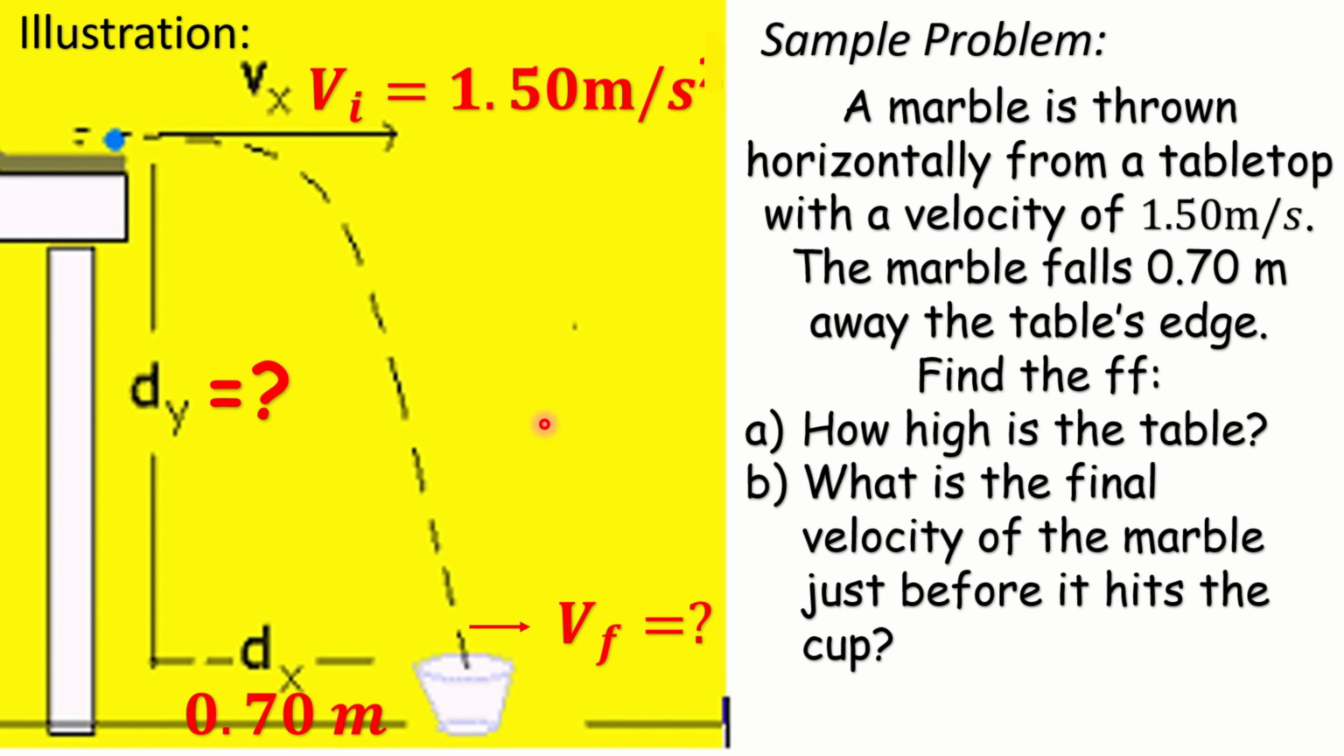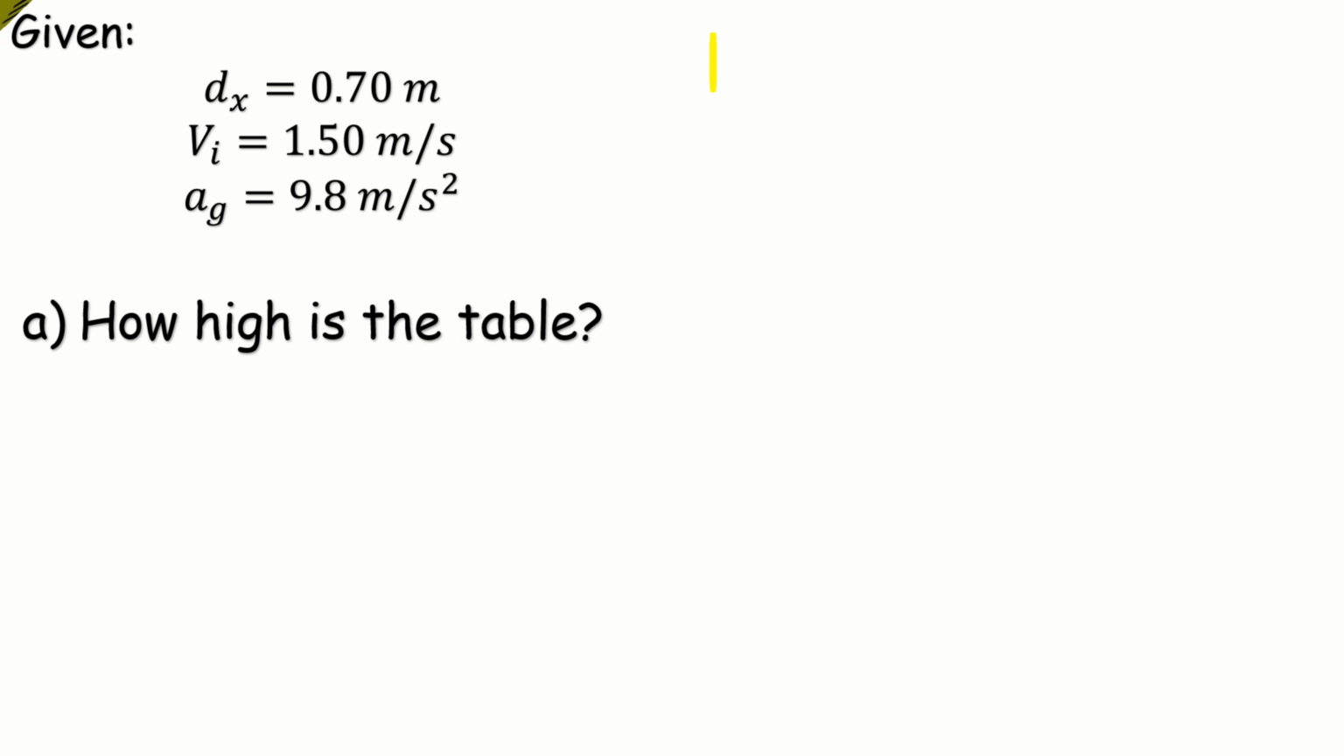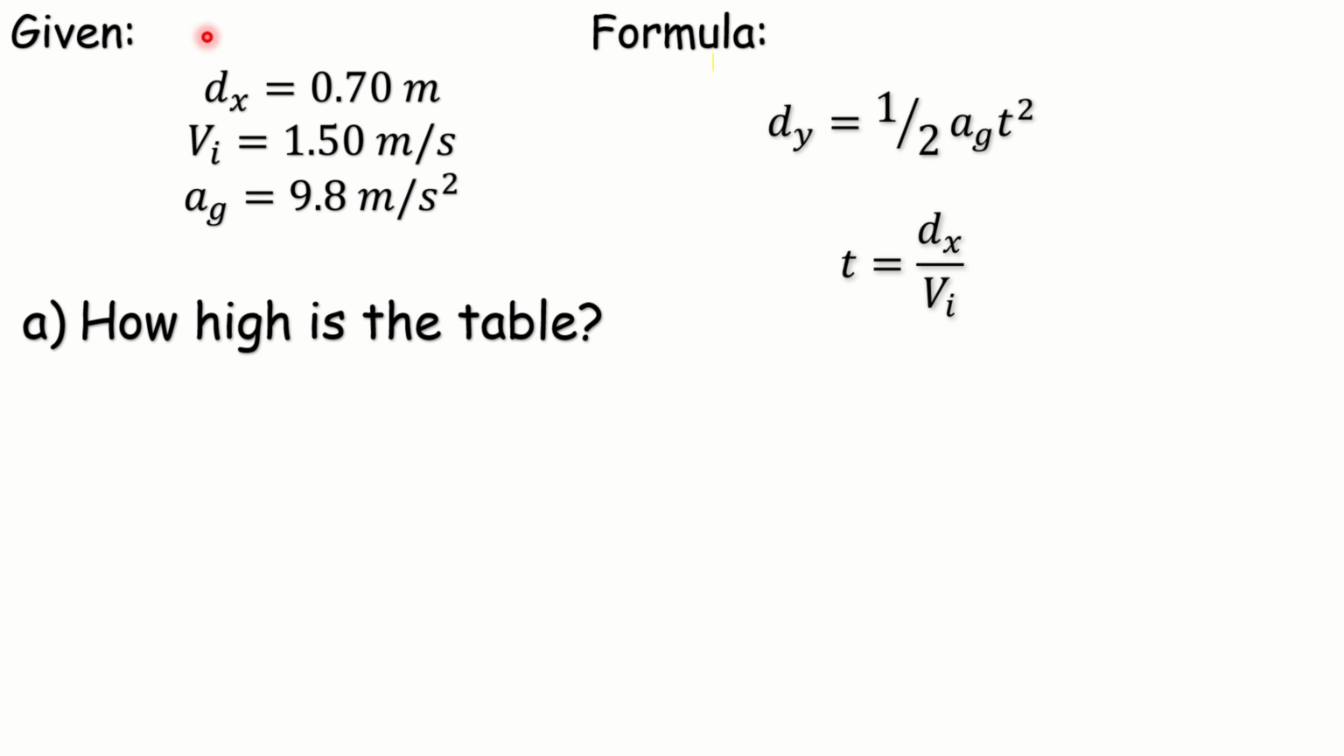Now, let us solve the problem. Here are the given and the formulas that we are going to use. Again, our given: the horizontal distance is 0.70 meters, our initial velocity is equal to 1.50 meter per second, and our acceleration due to gravity is 9.8 meter per second squared. To find the height or the vertical distance of the table, this is our formula.